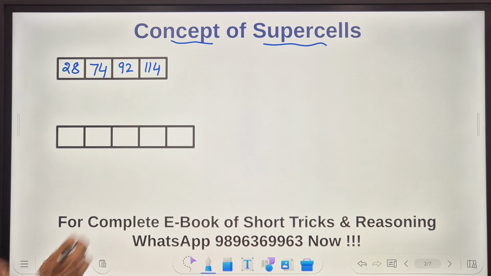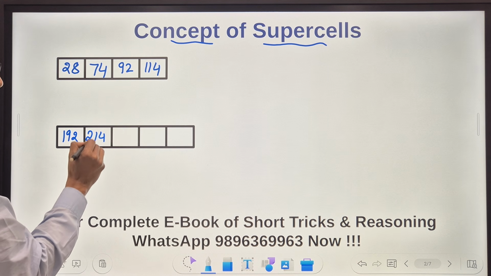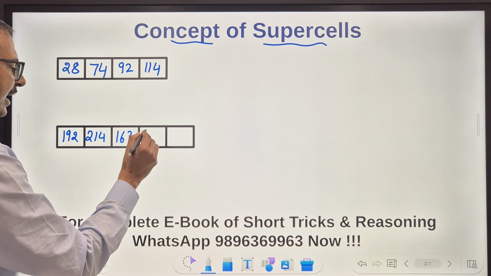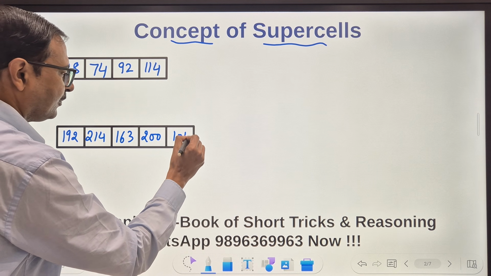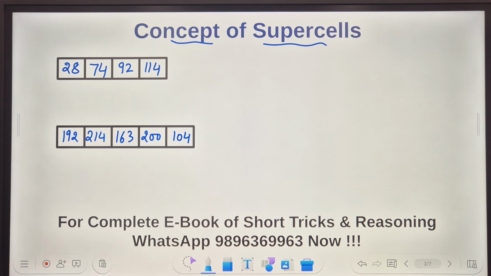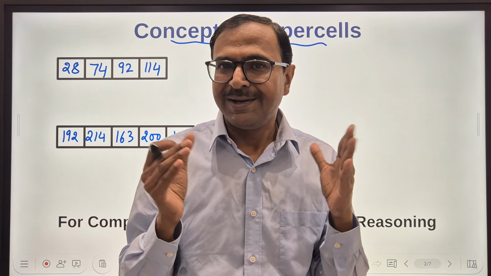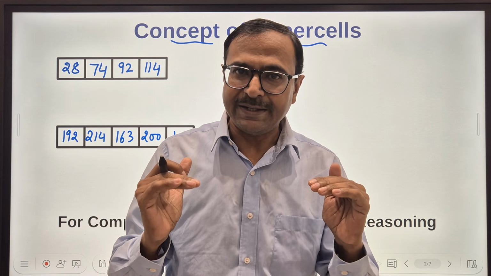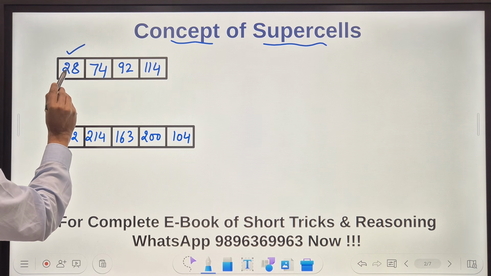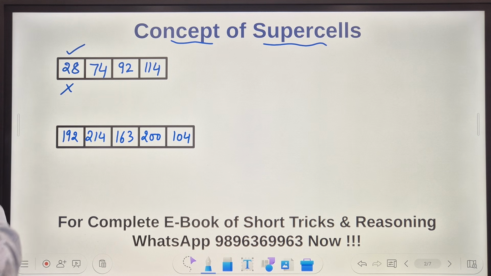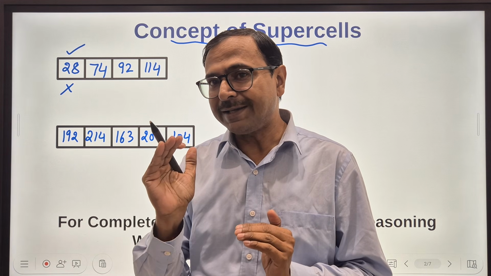And similarly in these 5 cells, let me write some numbers: 192, 214, 163, and then let's say 200 exactly, and then 104. Out of these numbers, let us identify a number whose adjacent numbers or neighbors are smaller than it. Like this 28 has only one neighbor, 74, but its neighbor is greater. So this is not a supercell. 28 is not a supercell because the neighbor is greater than 28.